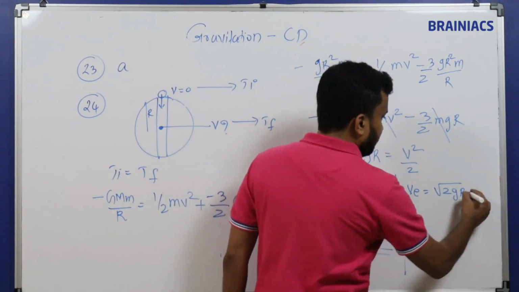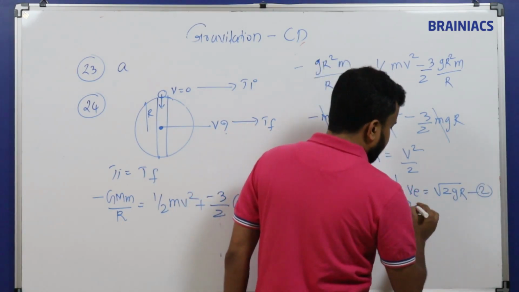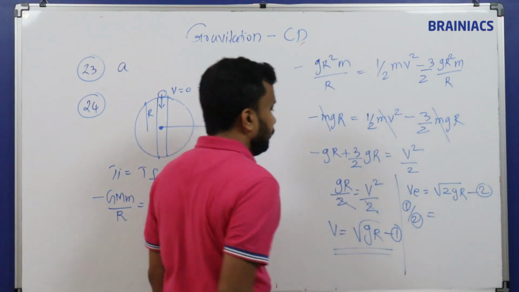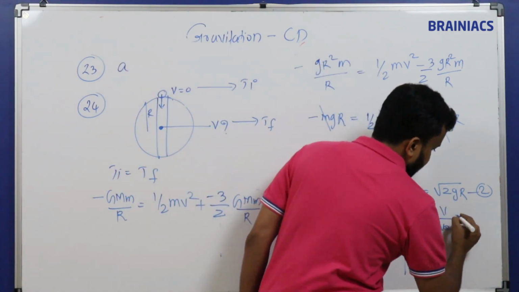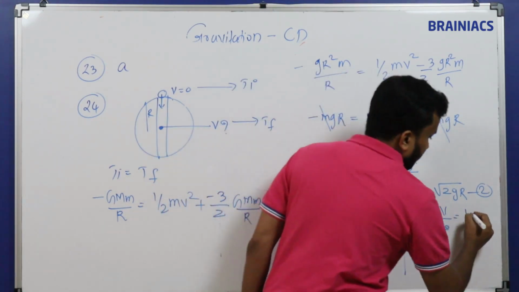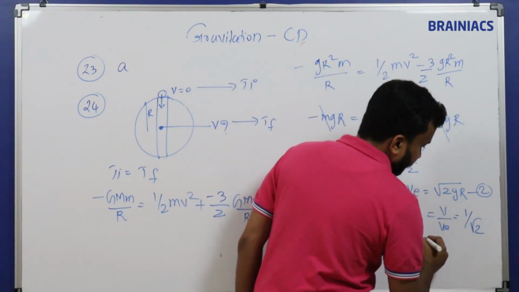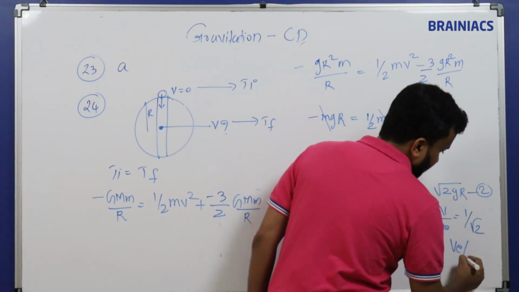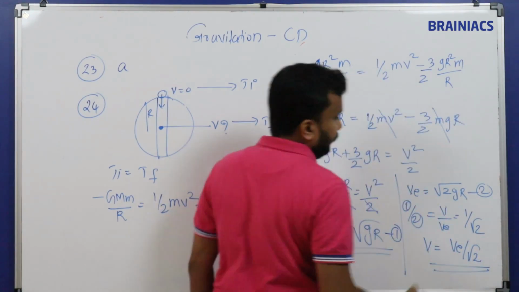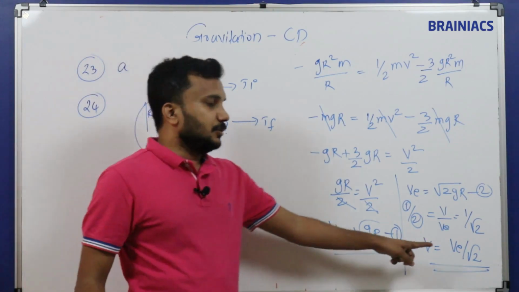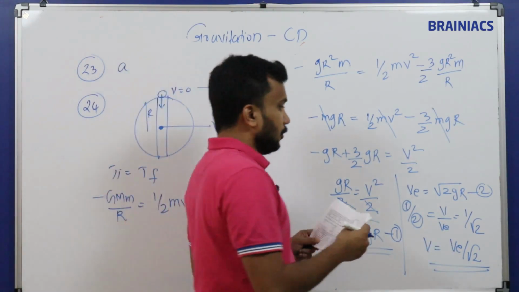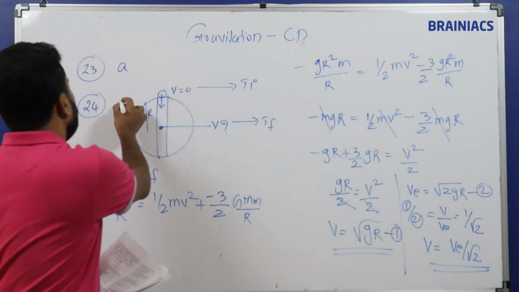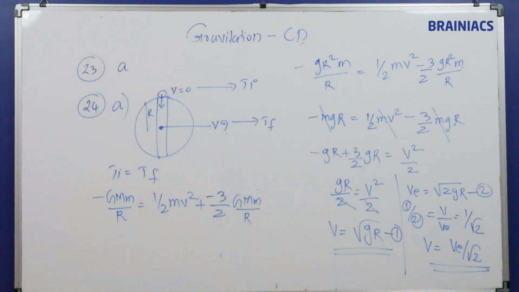So this is equation number 1, this is equation number 2. So I am doing 1 by 2: V by Ve is equal to root gR cancels, 1 by root 2. So V is equal to Ve by root 2. So the answer is option A. So 24th question, option A is the answer.